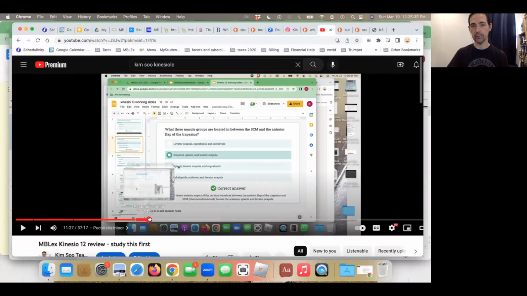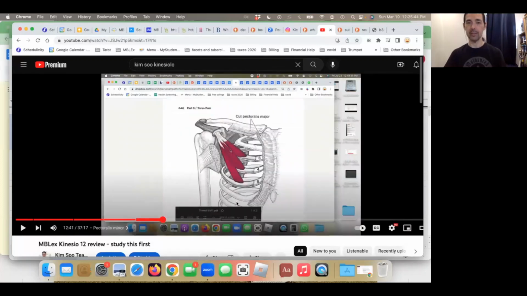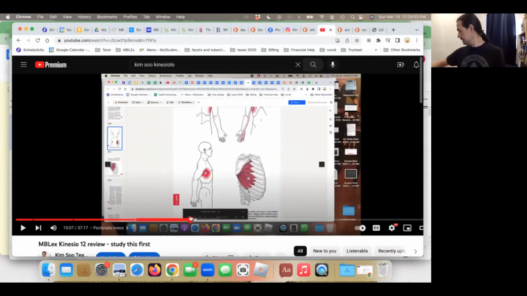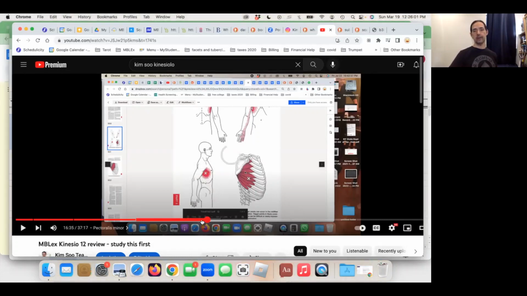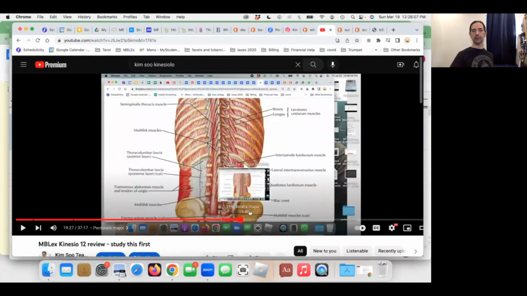And then we also go through the pec minor. I talk very specifically and in depth about the pec minor and the pec major, probably more than you need. But if we start with more and then leave some things behind, that'll be more efficient than not including them or adding things in later. The serratus anterior, and then we get into all the things that we just discussed about different fiber directions.